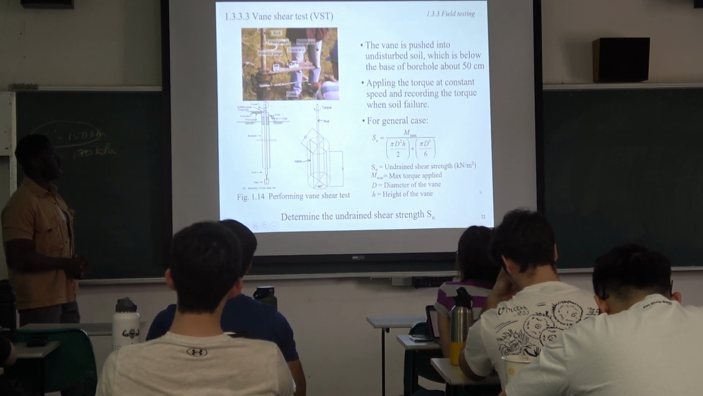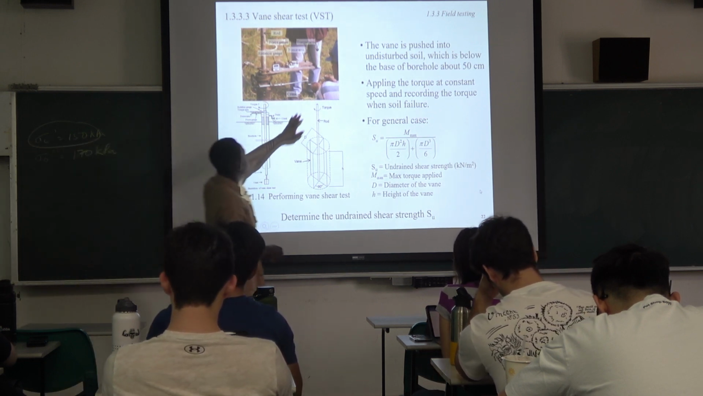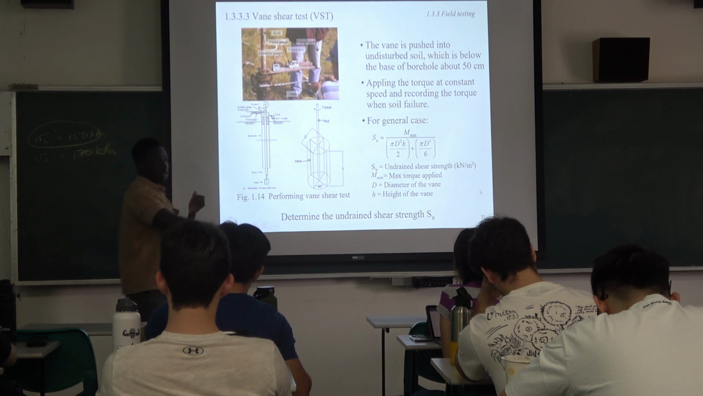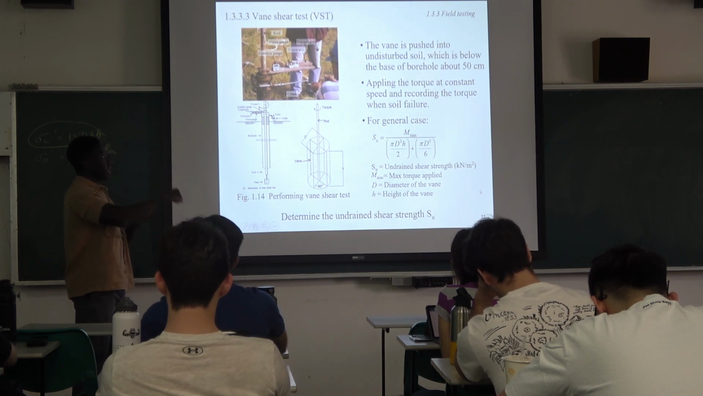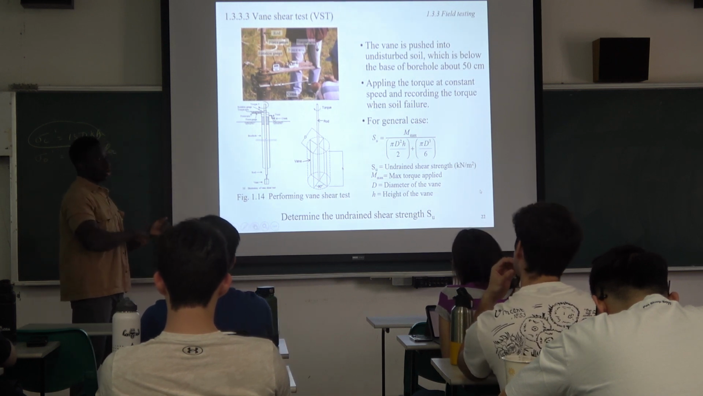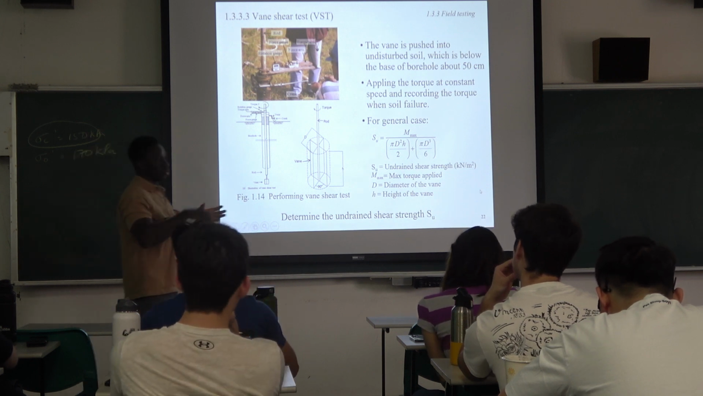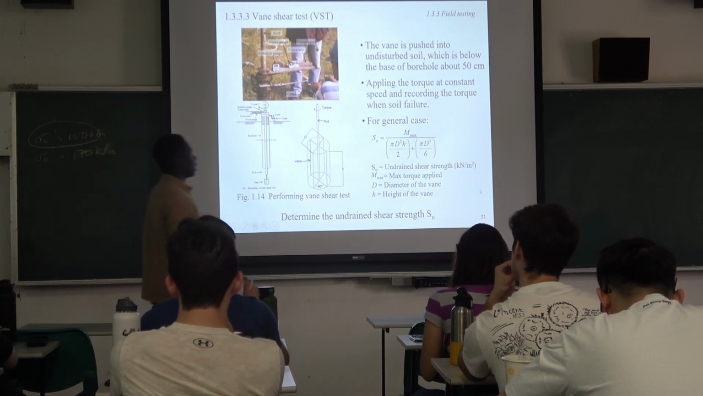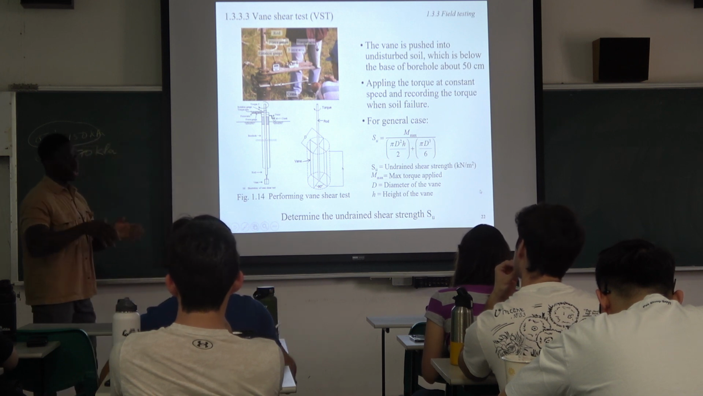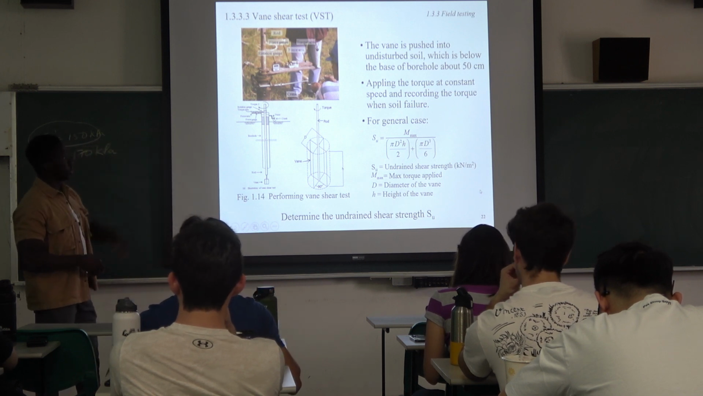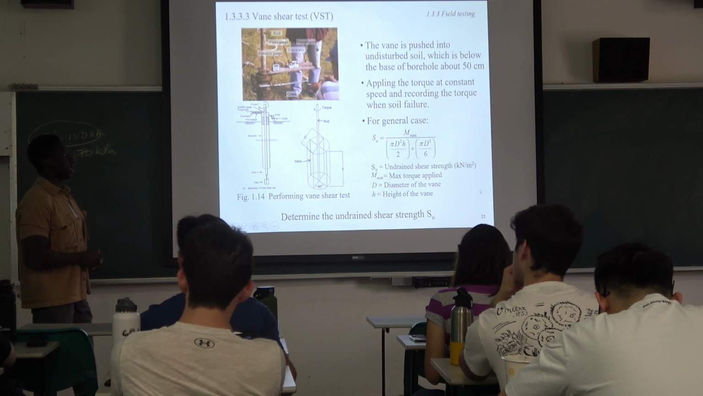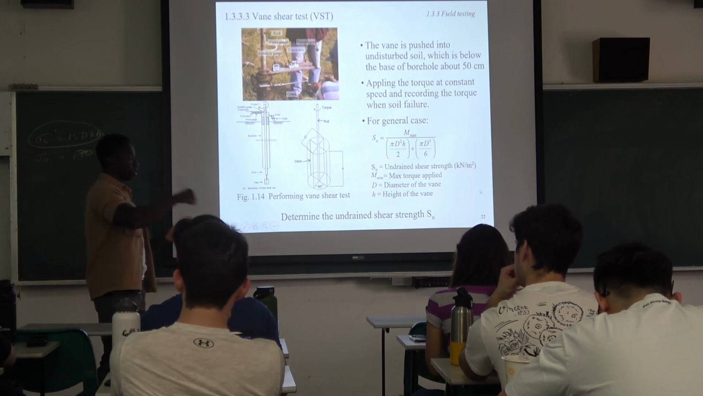What they do, as you can see here, is apply a torque onto this, and then they keep rotating until the soil fails. So it's like you go somewhere, the soil is on top, and you bore a borehole which is about 50 centimeters. You push the vane shear into the ground, and then you apply a torque at a constant speed.